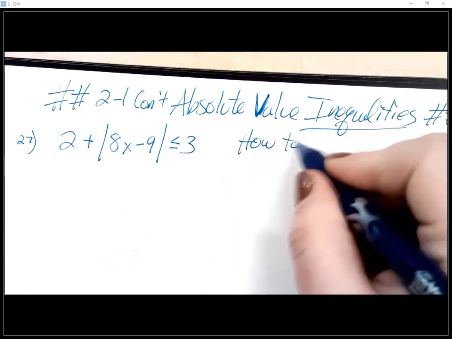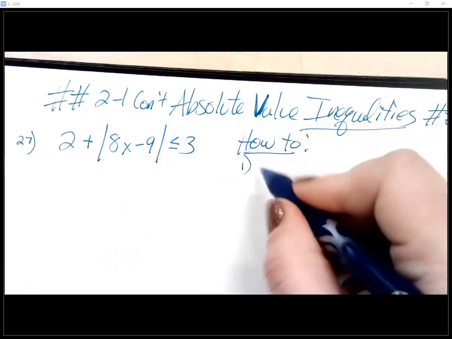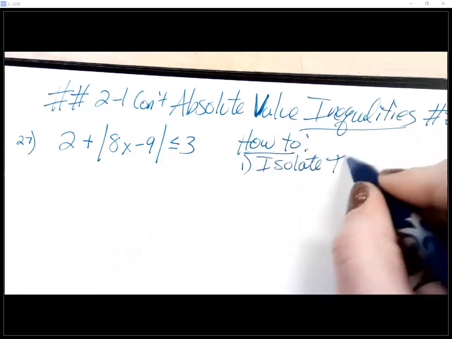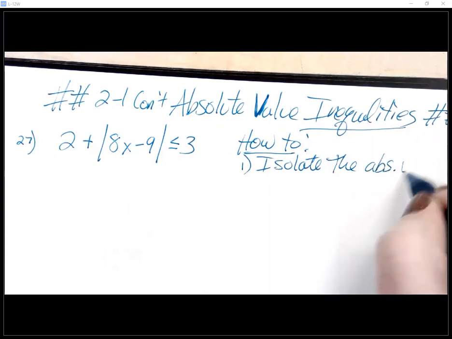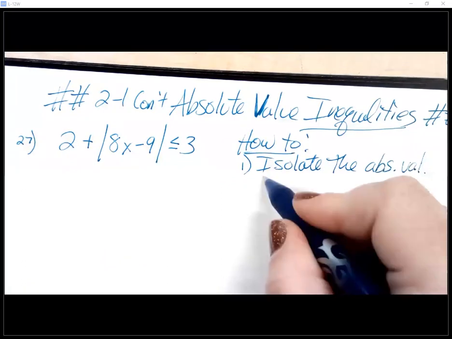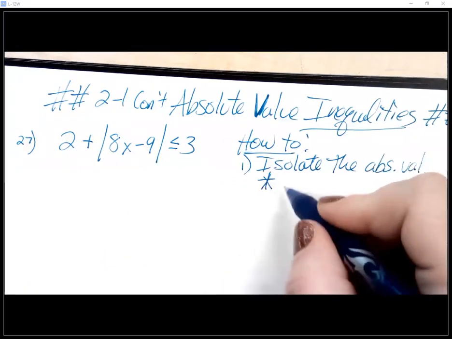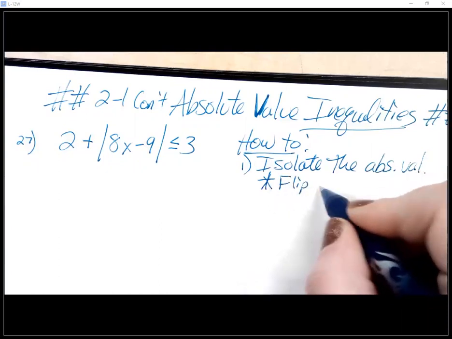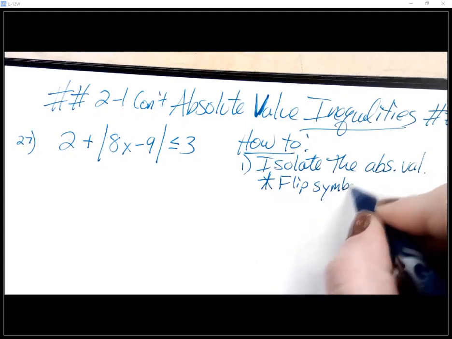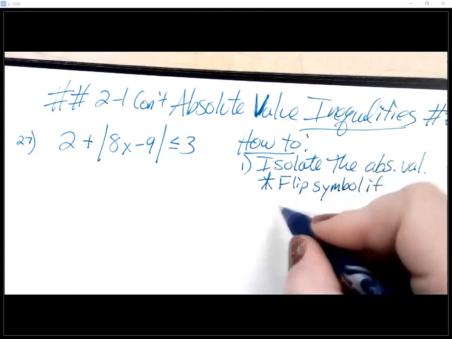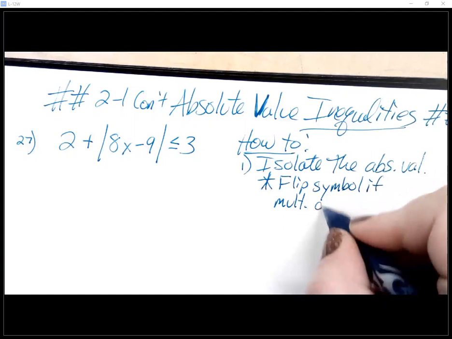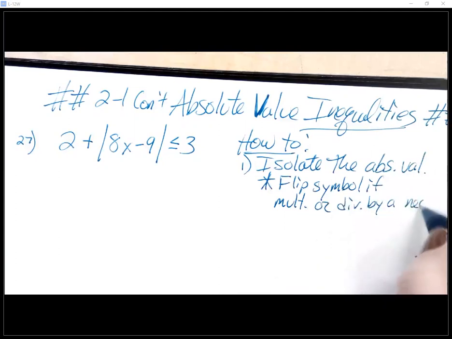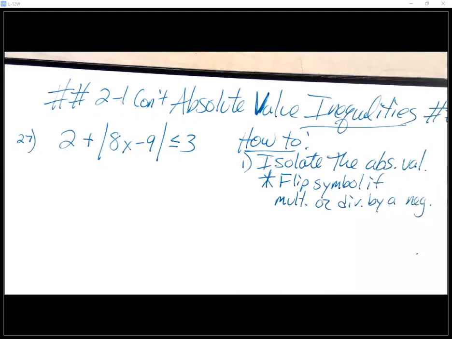So 1, still isolate the absolute value. And I'm just going to put a star to remind yourself. Flip symbol if multiplying or dividing by a negative. So that's always whenever you're dealing with inequalities. So that's nothing new. It's just important to remember.